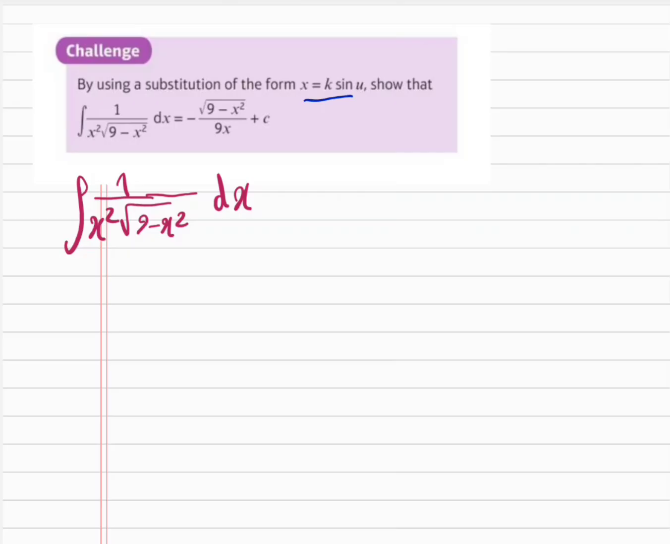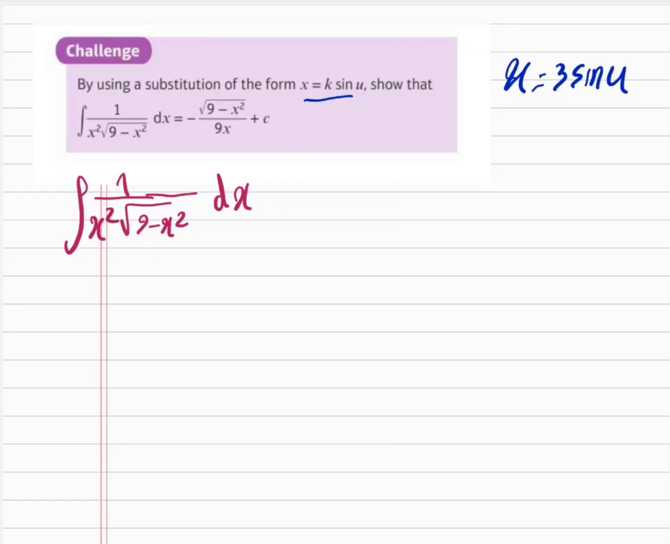maybe we can have something that can easily be simplified under the square root. And one of the best options is 3 sin u, so x equals 3 sin u. That's because when we square this it becomes 9 sin squared u. Under the square root, we can take a factor of 9, and then it becomes 1 minus sin squared, which is equal to cos squared, and the square root of cos squared is just cos. That way, we can simplify and get rid of the square root.